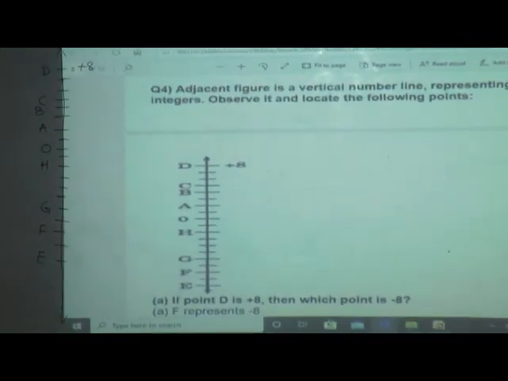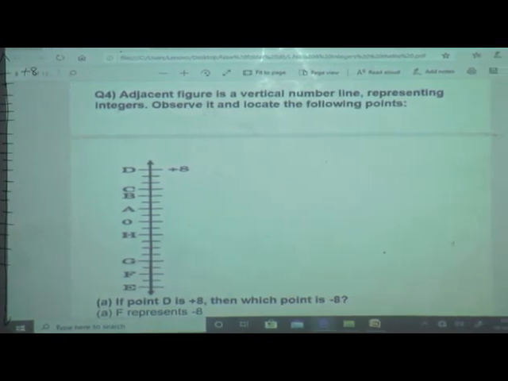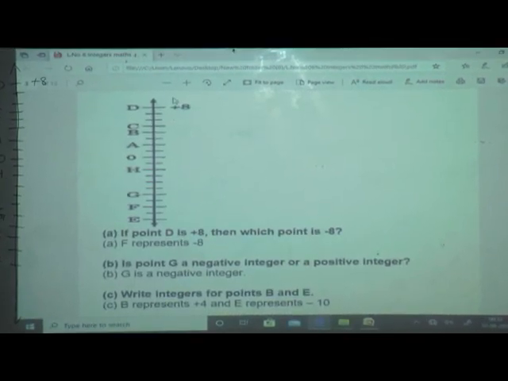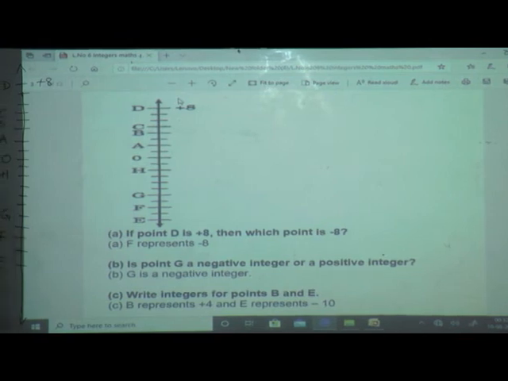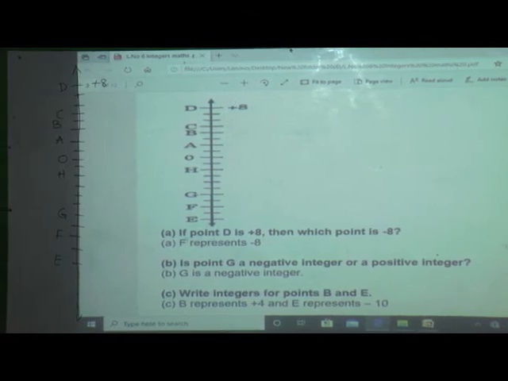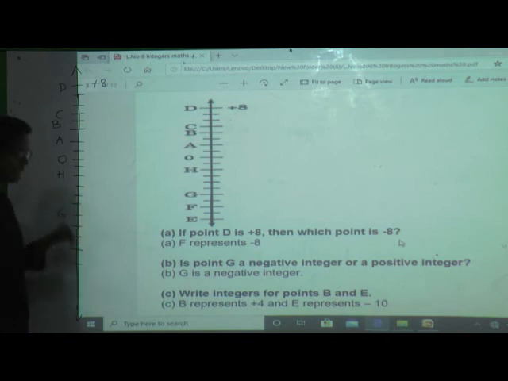Question number 4. We have completed question number 3. Adjacent figure is a vertical number line representing integers. Observe it and locate the following points. Now see, this is the number line given. These are few random points which are given here. Now questions, the first question you can see here: if point D is plus 8, then which point is minus 8? Okay, so you know that plus 8 is increasing order and minus 8 is decreasing order.